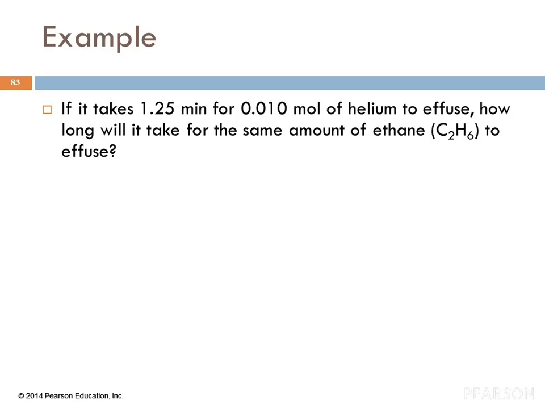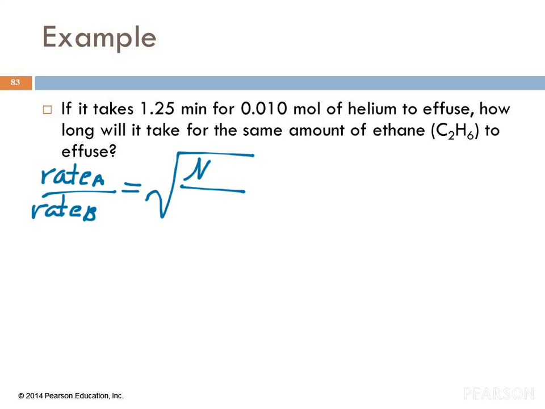Okay, so what kinds of stuff should we be able to do with this? Something like this. If it takes 1.25 minutes for 0.010 moles of helium to effuse, how long will it take for the same amount of ethane to effuse? These are make-you-think problems. Well, we just saw that the rate of A over the rate of B was equal to the square root of the molar mass of B over the molar mass of A.